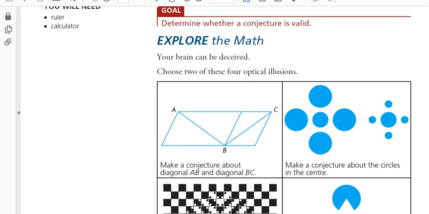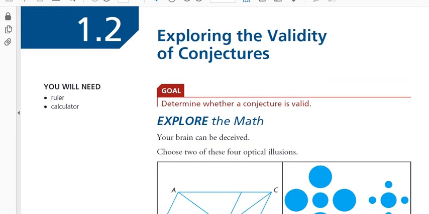We are probably going to combine 1.2 and 1.3 today, just because 1.2 is super short, and it's just kind of trying to drive home one little point here. So we're probably going to do a 1.2, 1.3 combined lesson.